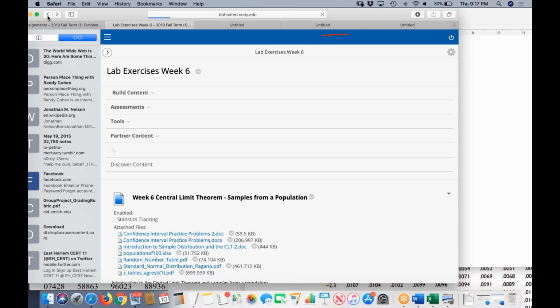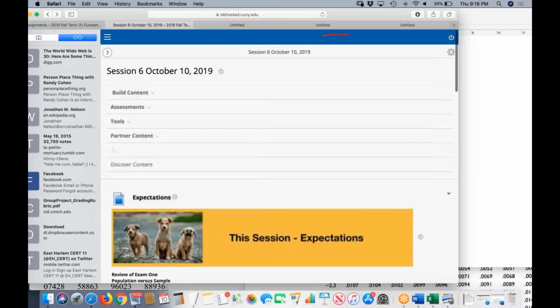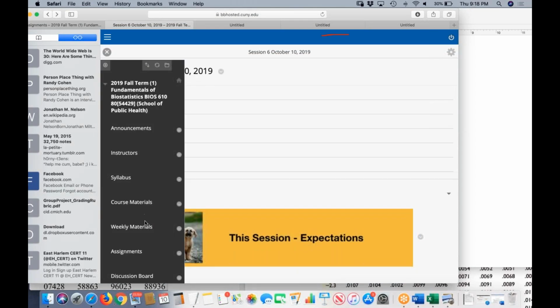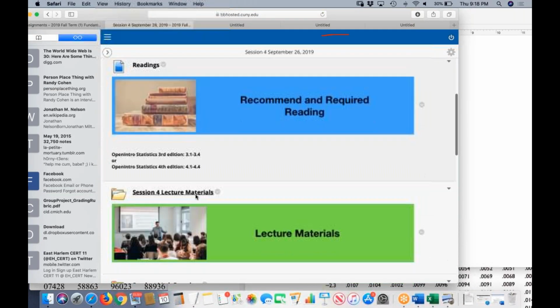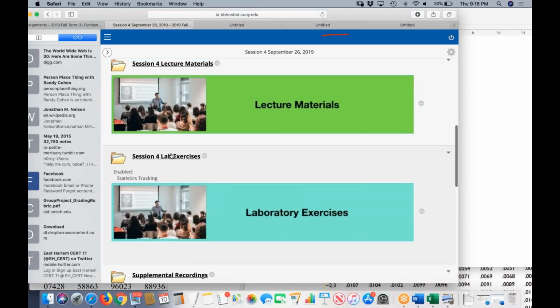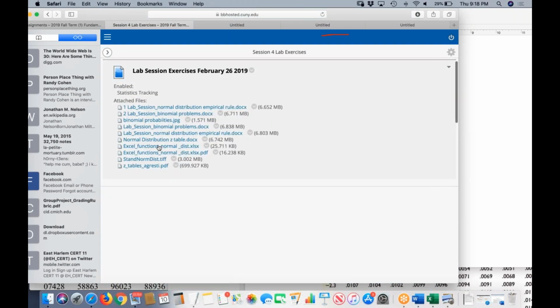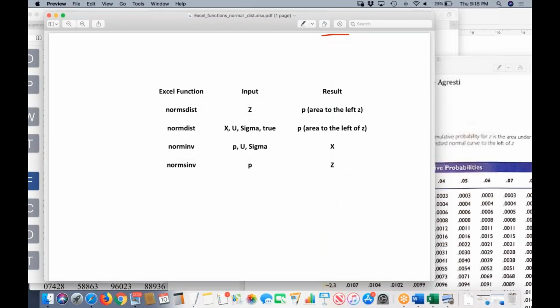What am I doing here? Okay, there, let's go. I need to go to materials. Okay, let's look in here. The Excel functions, here we go. There you go. NORM.S.DIST: put in the Z and it gives you the p-value, the area to the left of Z. NORM.DIST, X, mu, sigma, and true: you put that in and it gives you the area to the left of that value X. NORM.INV: put in the probability area P, mu and sigma, and it gives you the value of X. NORM.S.INV: put in P and it gives you Z, right?